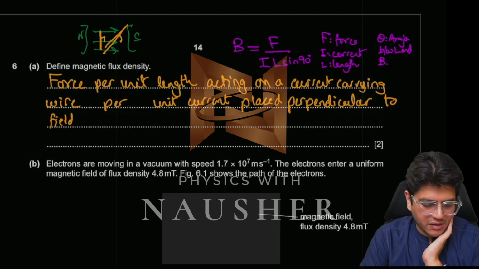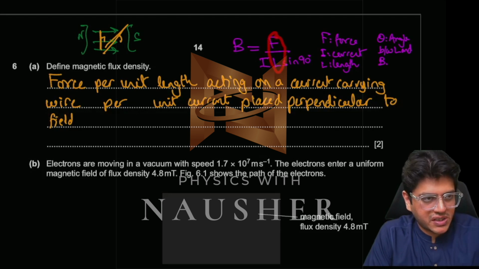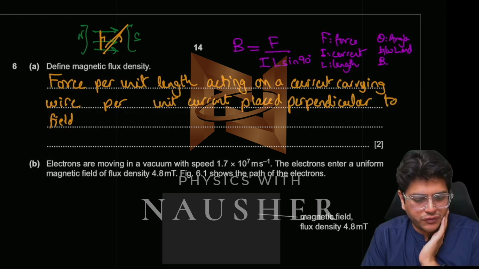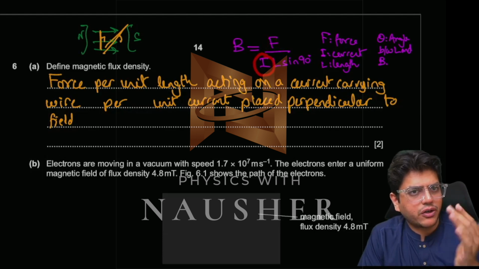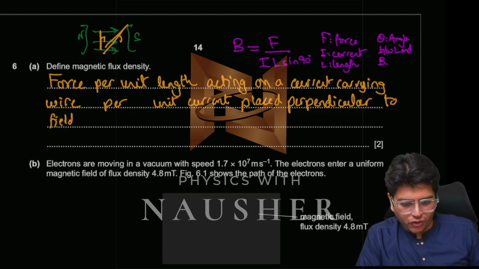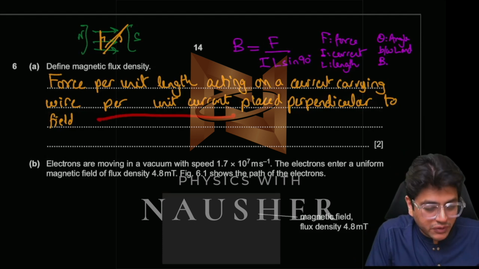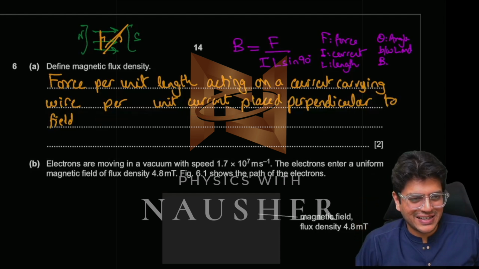So how do you define magnetic flux density? It's defined as the force per unit length, because it's F over L. Per means divide. So force per unit length acting on a current carrying wire. You could also say force per unit length per unit current. That's also fine. Actually, I've mentioned per unit current because I need to mention that the current is in the denominator.